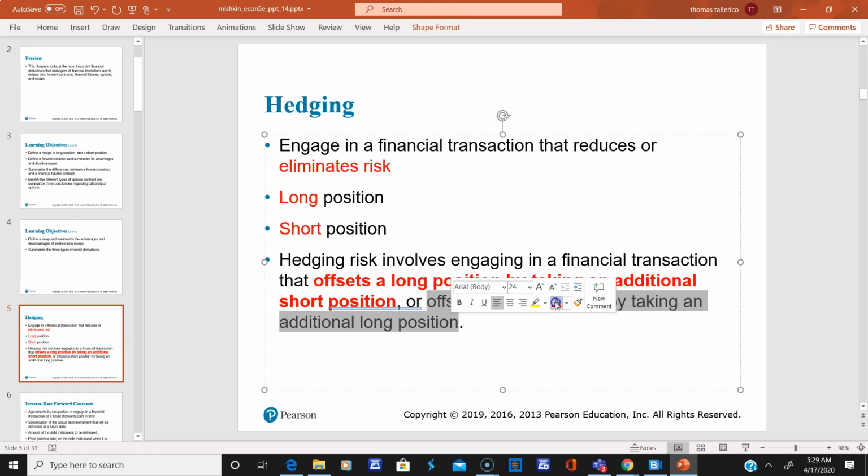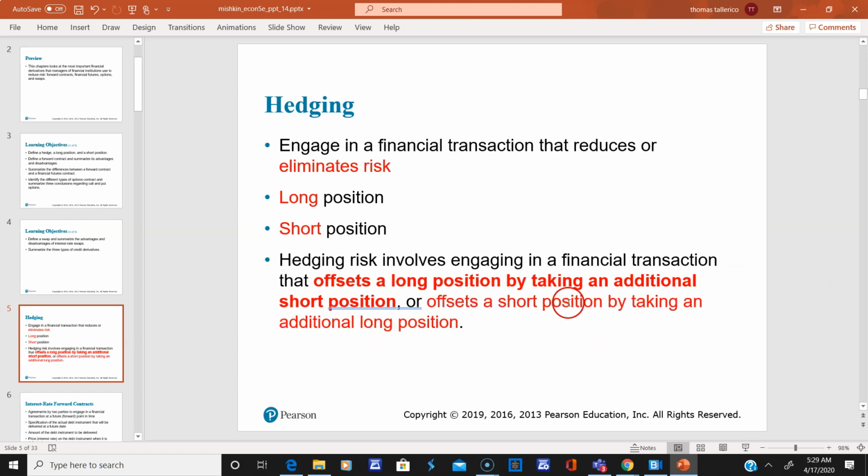And how do you eliminate risk in real life with us, right? When we buy car insurance, right? And we buy home insurance, right? We're trying to reduce our risk, and we pay premiums, and that's what that's all about.